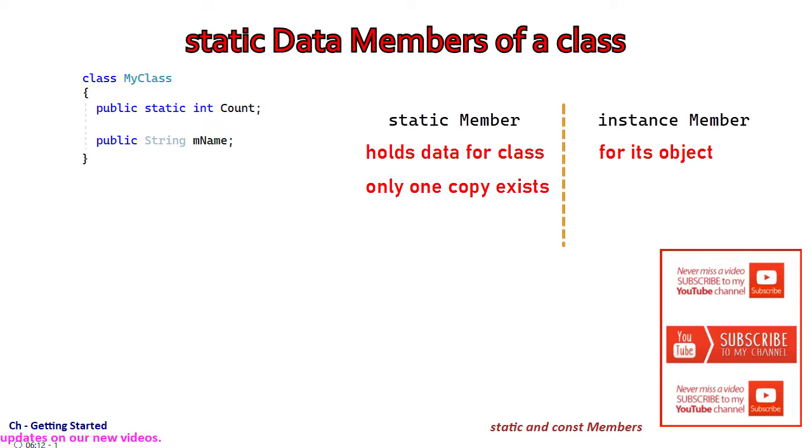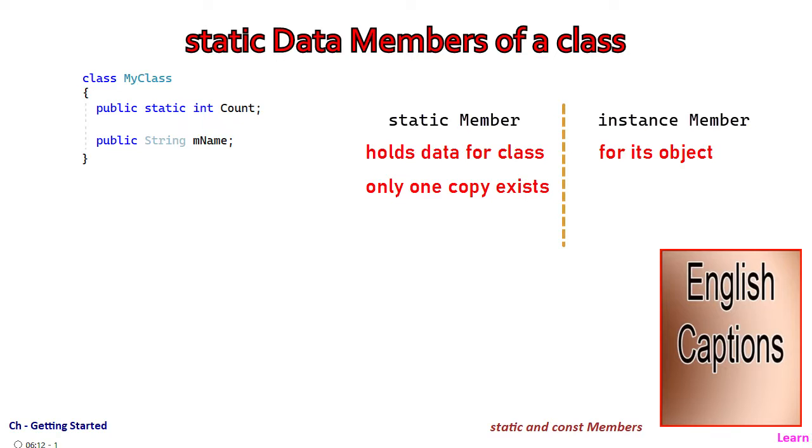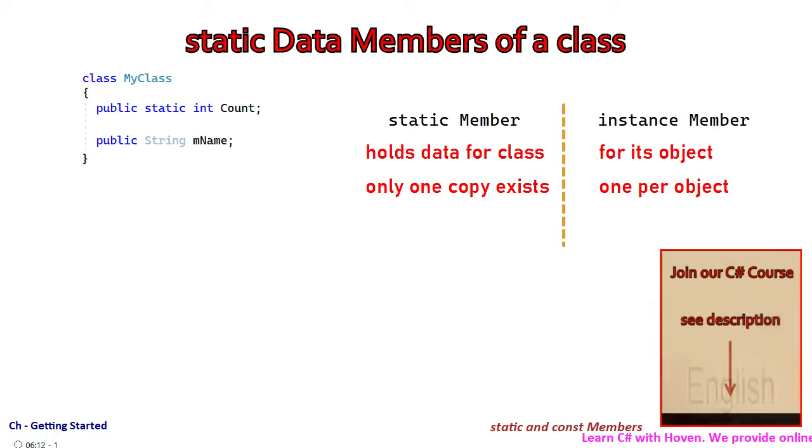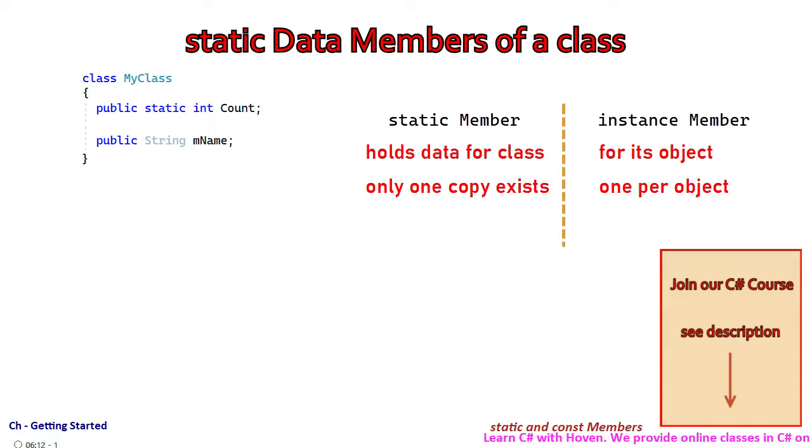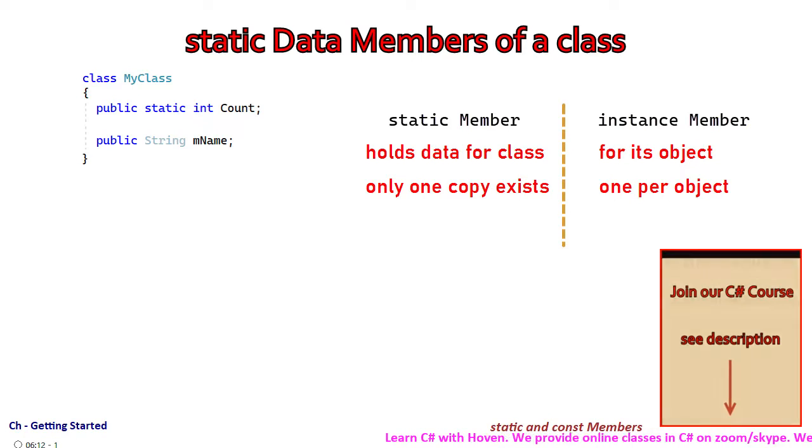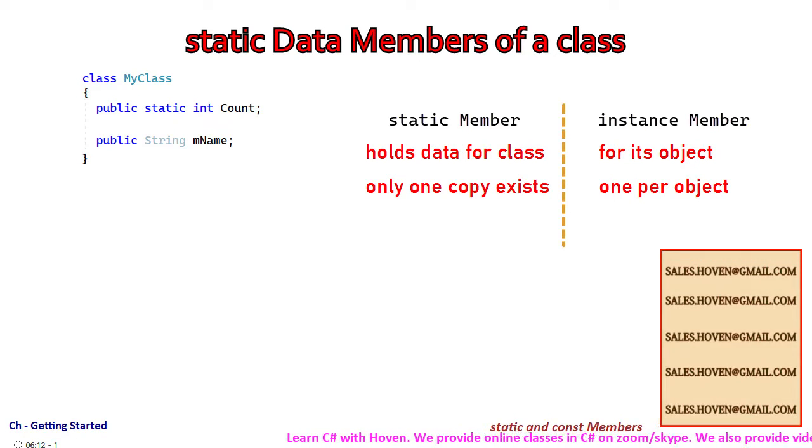Secondly, there is only one static member even if you create 20 objects of this class. But there will be 20 instance members if 20 objects of this class are created. Each object has its own personal mname.